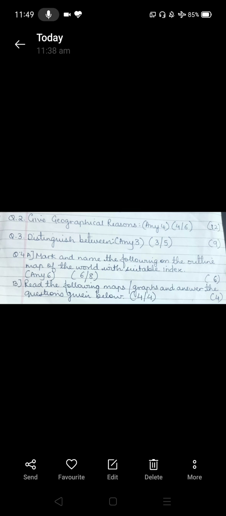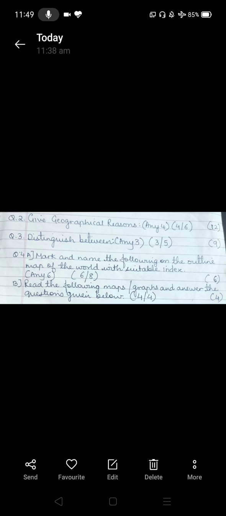Now, the outline world map is given to you all. The college will provide it. After that, you will be marking as per the requirement. Which maps you have to study, I will tell you all. No need to worry.